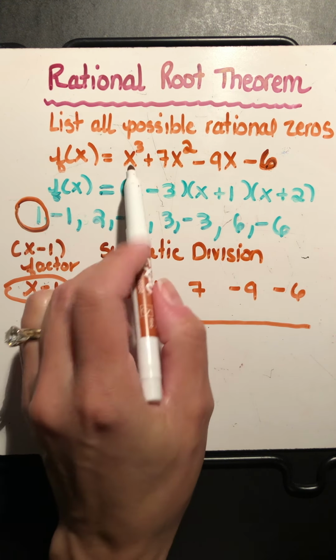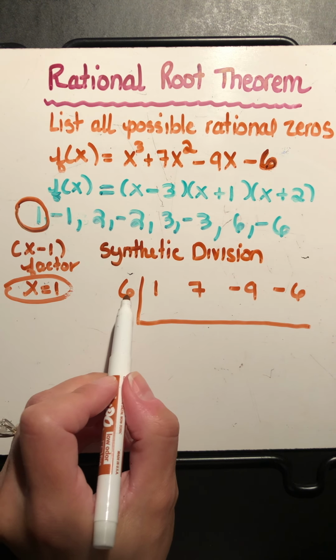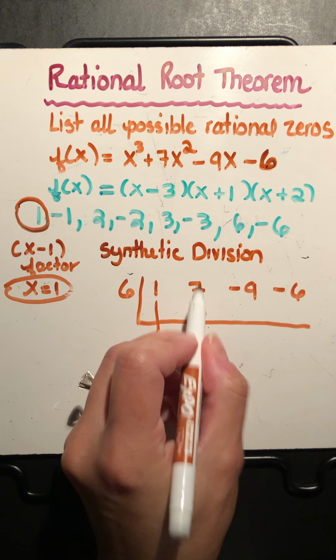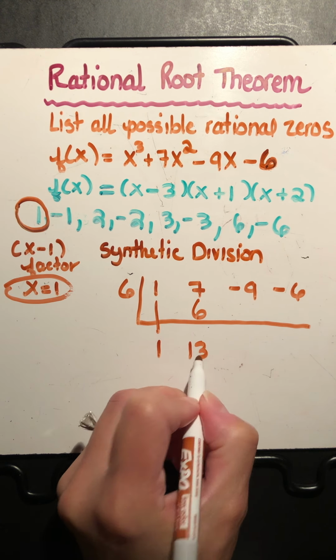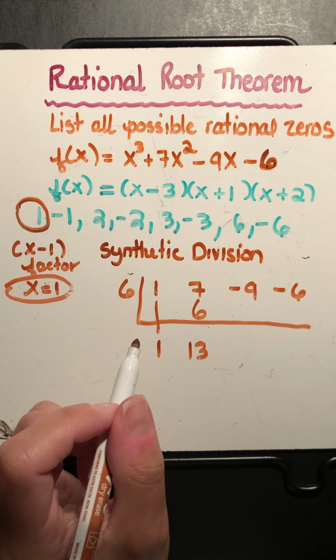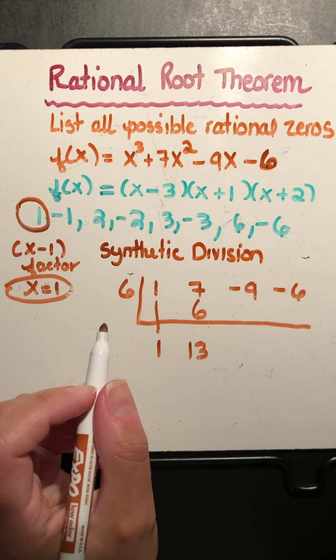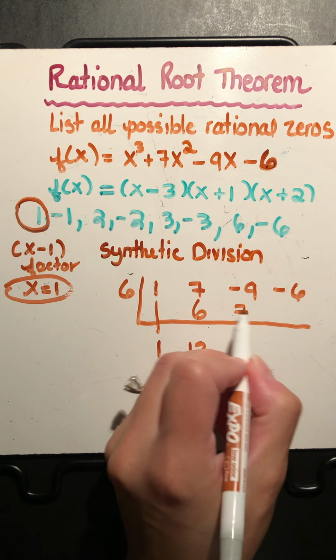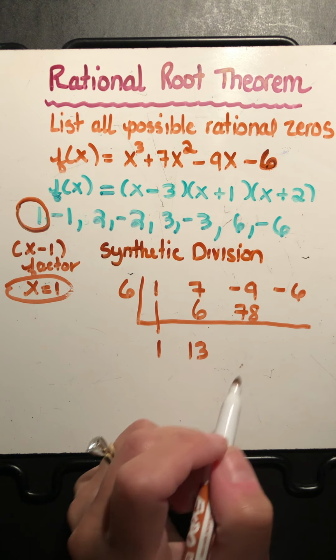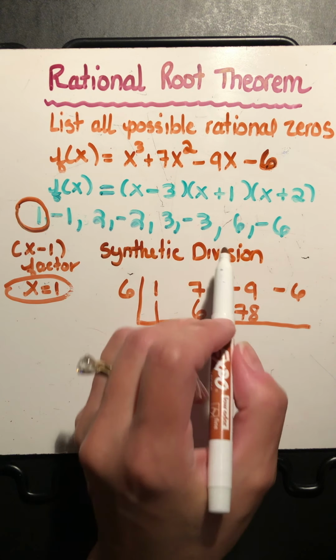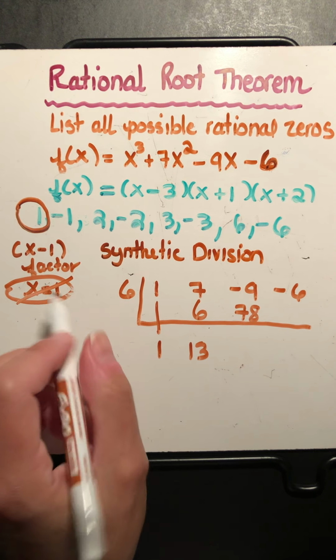Right, so I write all the coefficients. The root is what I'm putting out here. Bring down the 1. 6 times 1 is 6. I add those together, so that's 13. I'm going to multiply 6 times 13, okay? And I'm going to get 78. All right, so you can tell this is not going to work, right? I could tell right away there's no way that's going to give me 0, so I'm just going to stop, right? So x equals 6 does not work either.